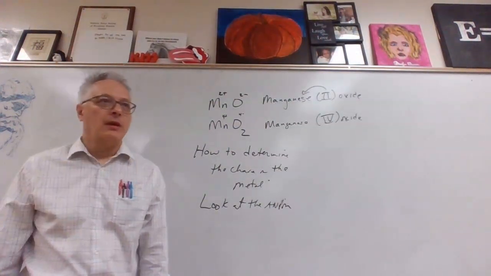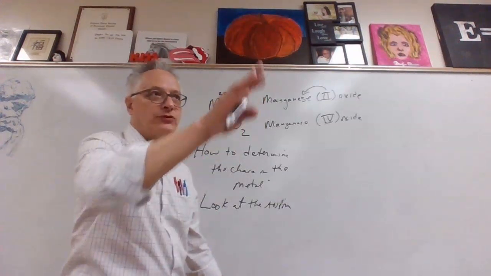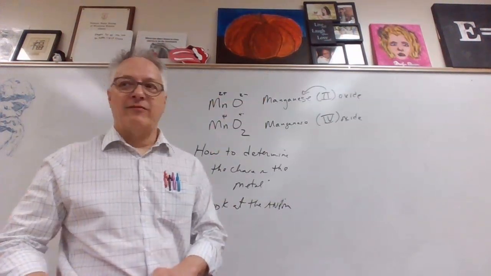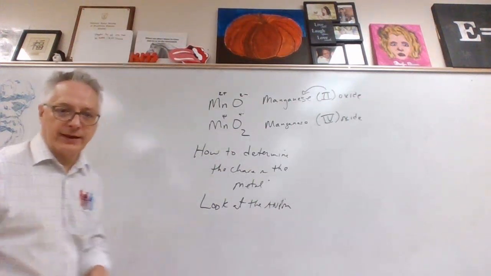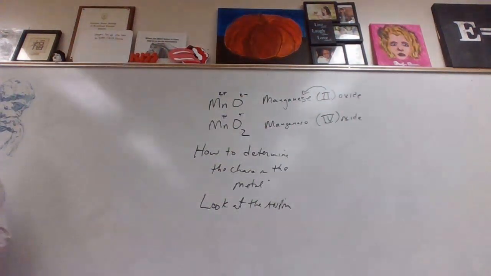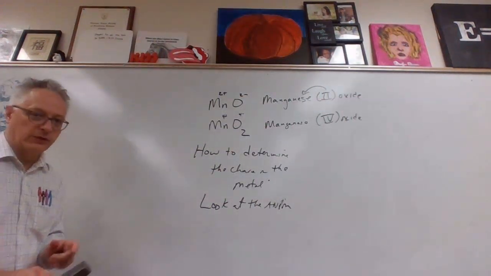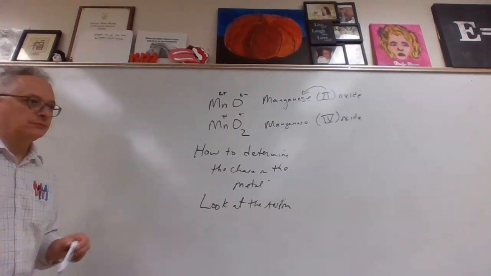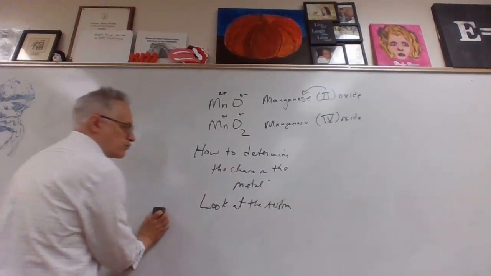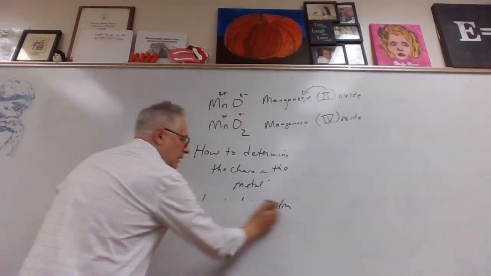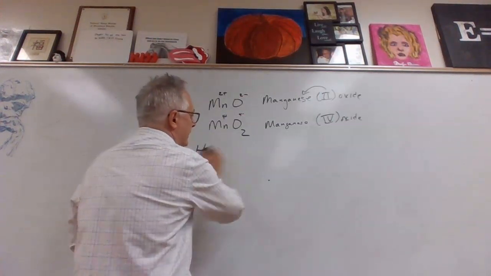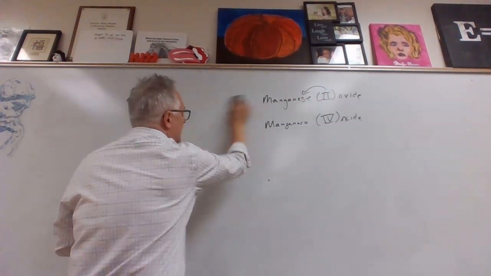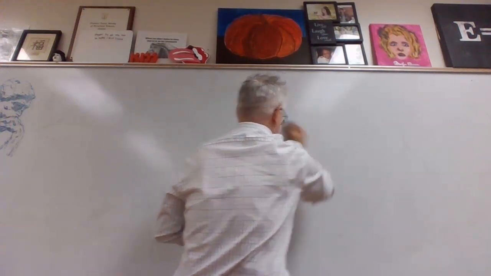We'll do some more. There are 3 metals that are not transition metals that also have more than one charge. And I'll write those down. Let me get out of the way here so I can put that on video, and you can write it down. Okay, so always look at the anion. That's going to help you to determine the charge on the metal.